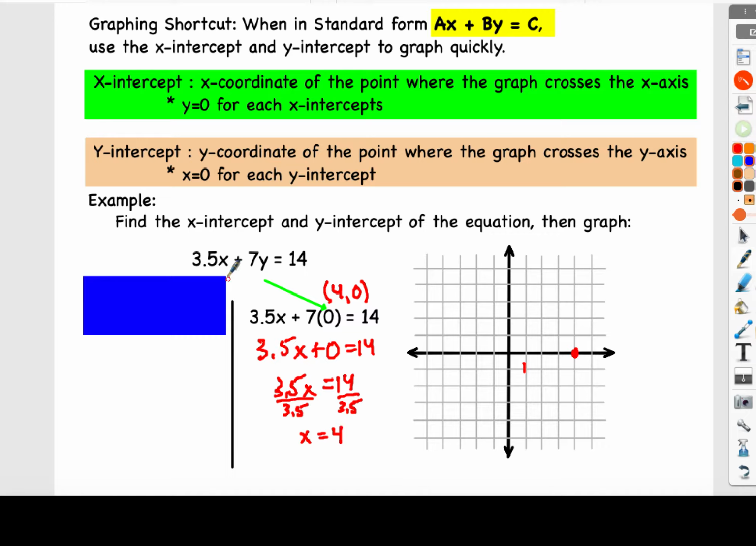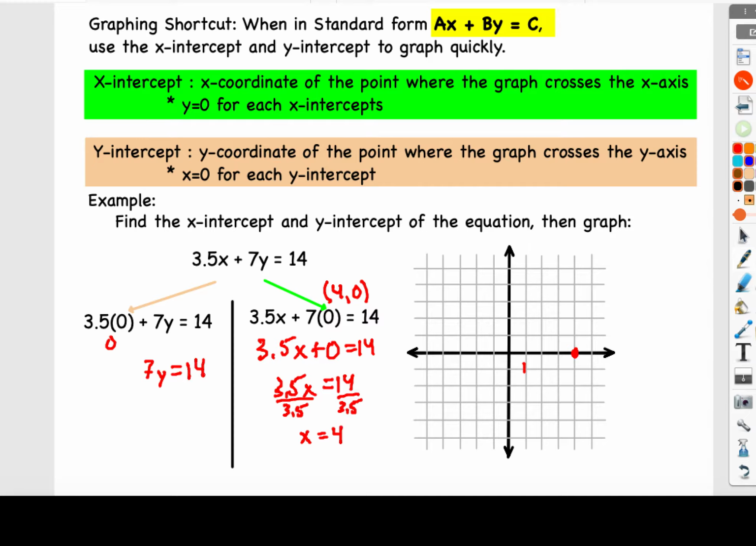We could do the same thing over here at the left. If x were equal to 0, we call that a y-intercept. Any point on the y-axis, where we haven't traveled left or right, is called a y-intercept. It's where we're intercepting the y-axis. But every y-intercept has a value of x equals 0. So we'll just take our equation here. We're going to take out the x, and we're going to plug in x equals 0. Again, 3.5 times 0 basically turns into 0, and 0 plus 7y is really just 7y.